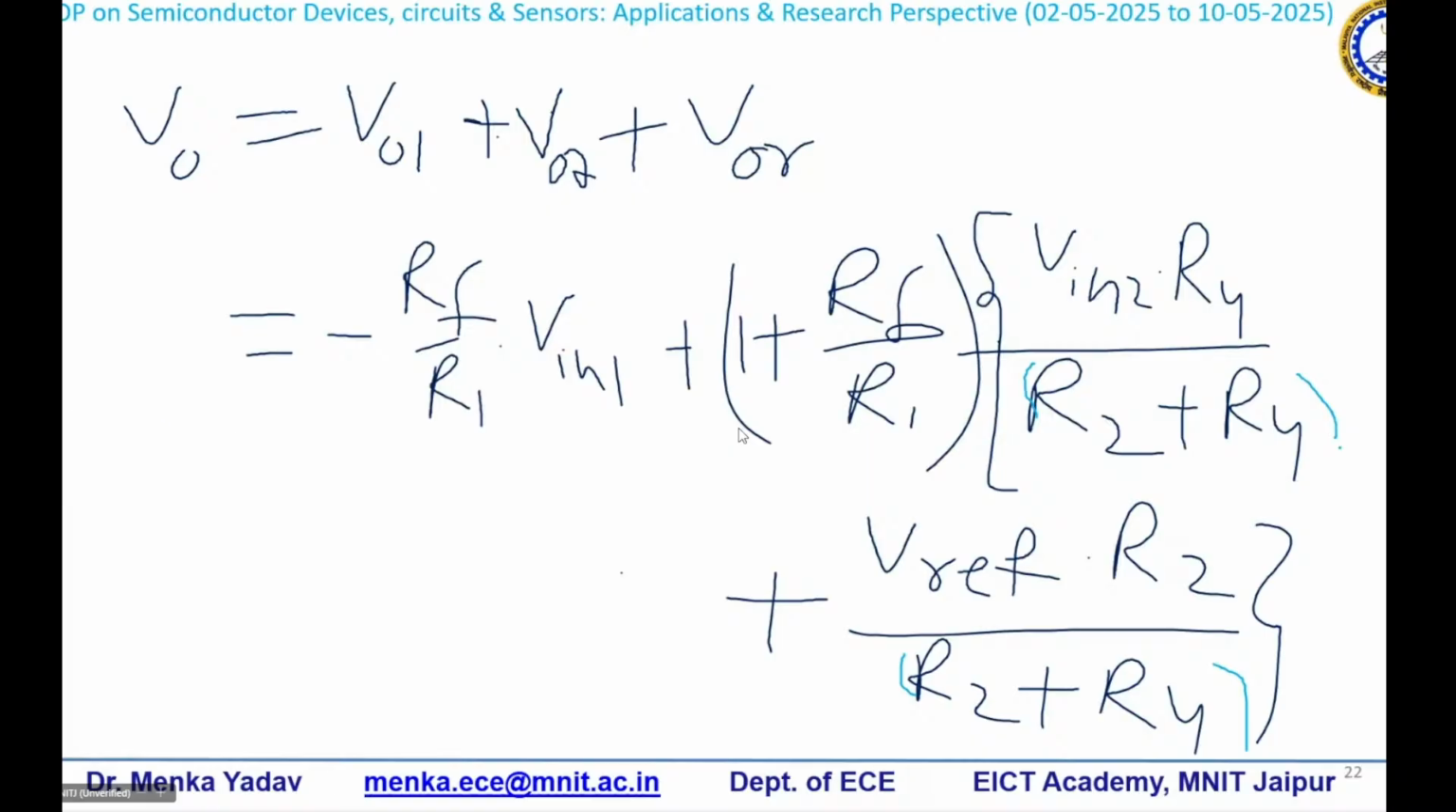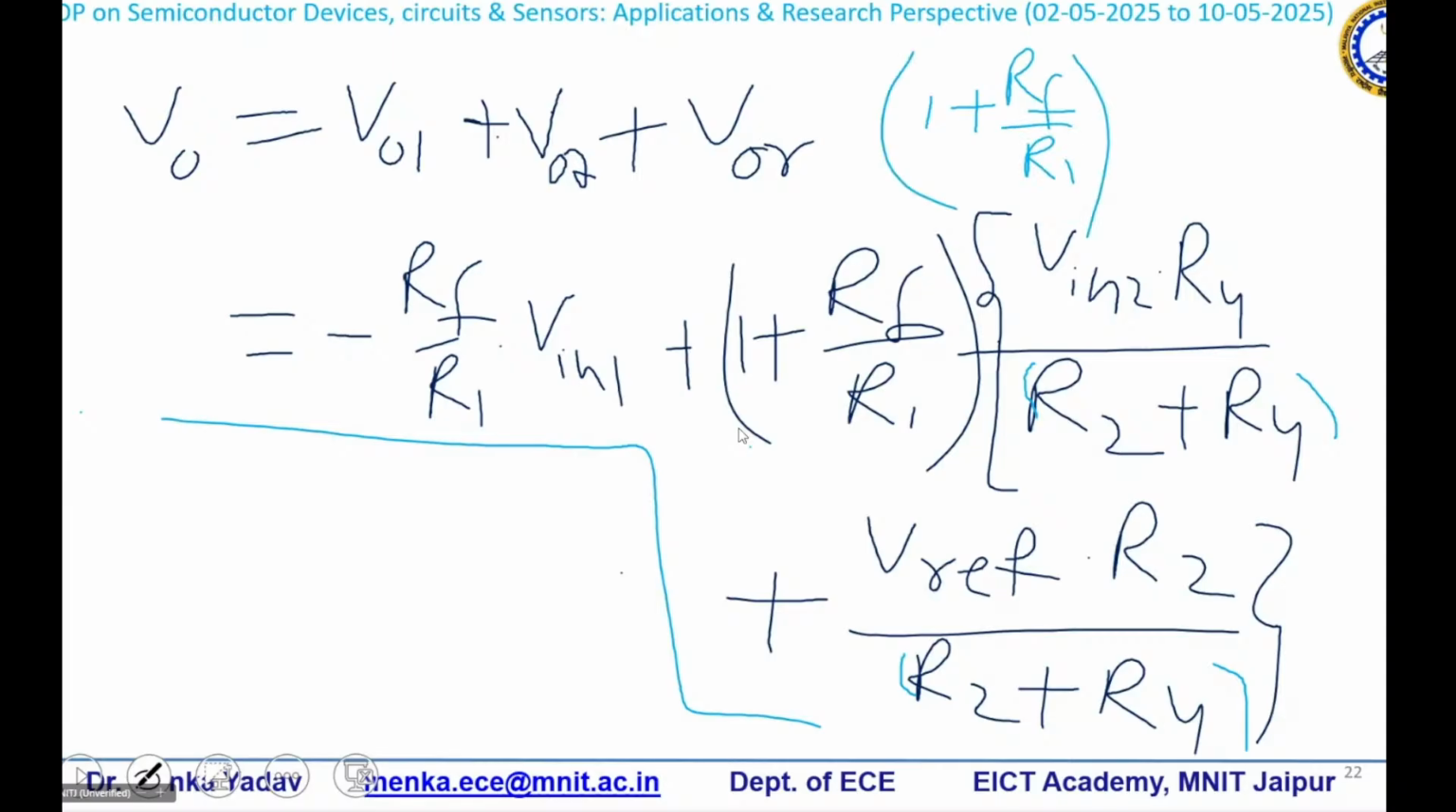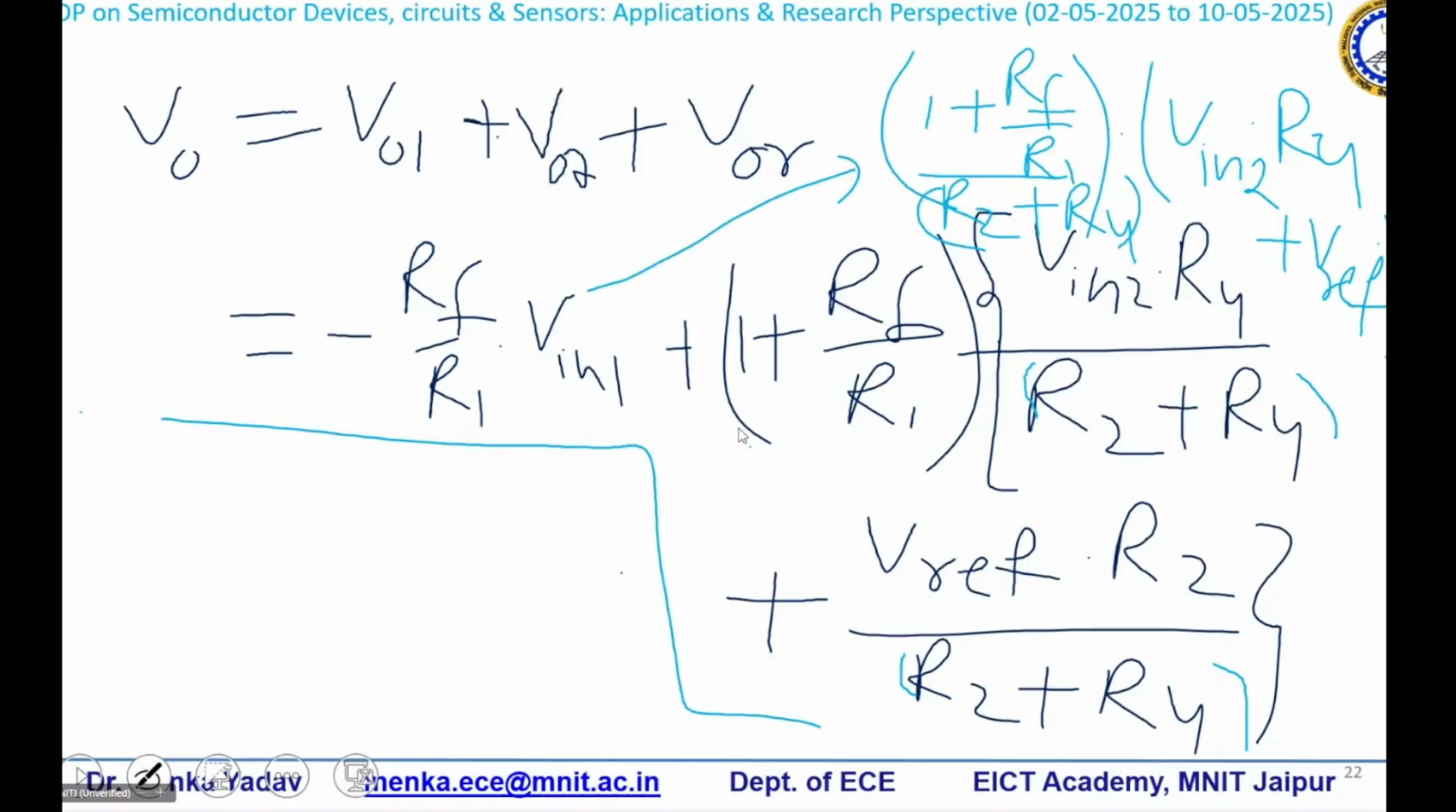So taking out the denominator, this component is replaced by 1 plus Rf upon R1, divided by R2 plus R4, into V in 2 into R4 plus V reference into R2. Yeah, so this is the expression along with this, and this is your final expression.